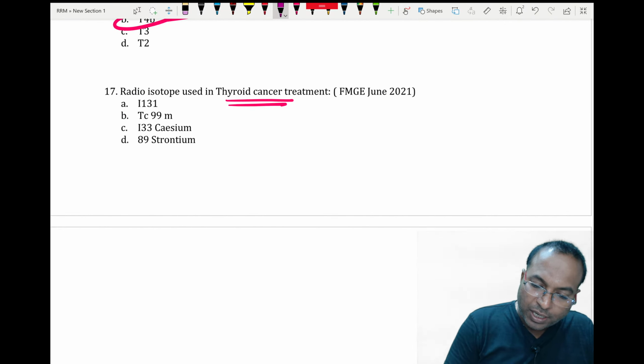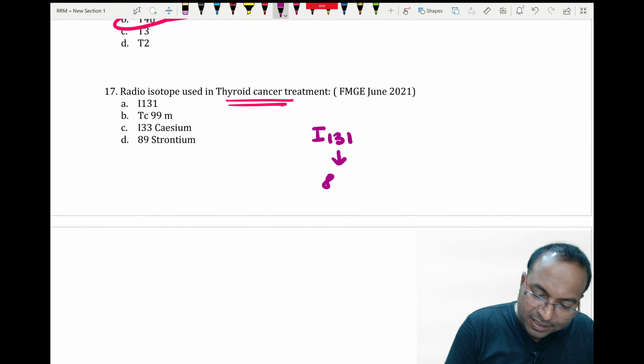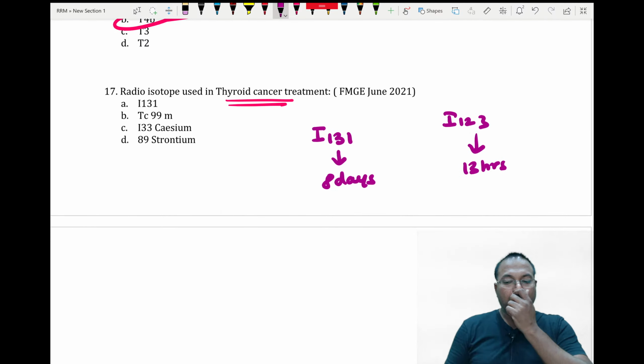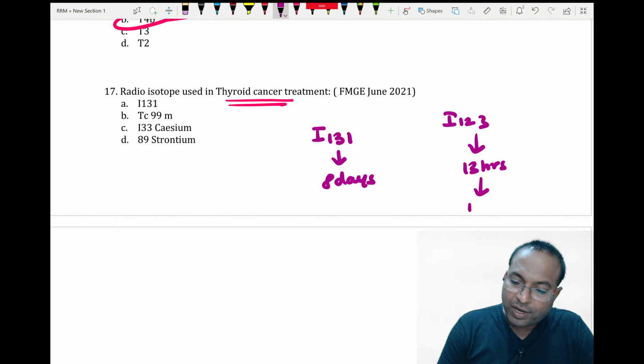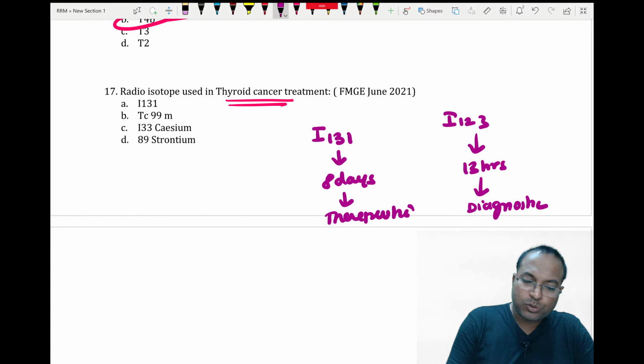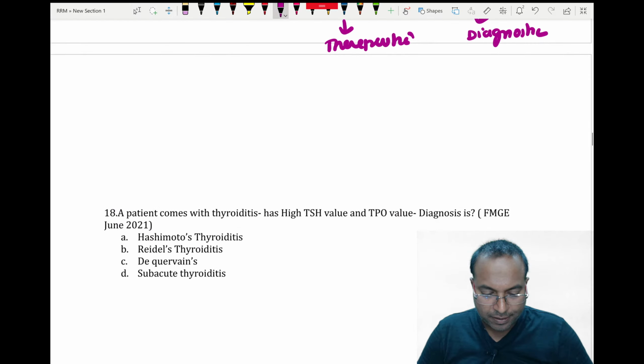Okay. Radioisotope used in thyroid cancer treatment is. So you all very well know there are two radioisotopes we use. Iodine 131 with the 8 days half-life and iodine 123 with the 13 hours half-life. So iodine 123 is used for diagnostic purpose, whereas 131 is used for therapeutic purpose. Okay, so the answer is iodine 131 is a treatment for cancer.